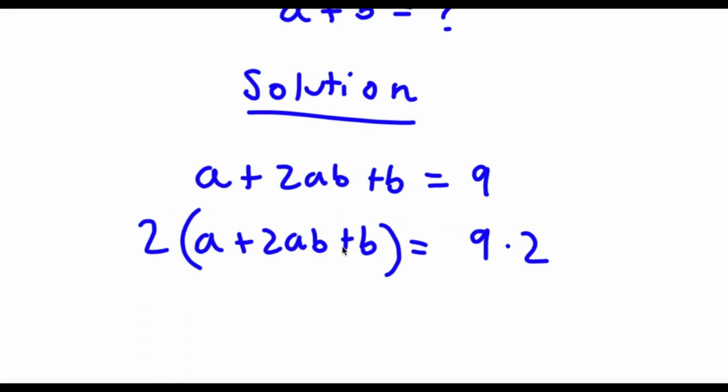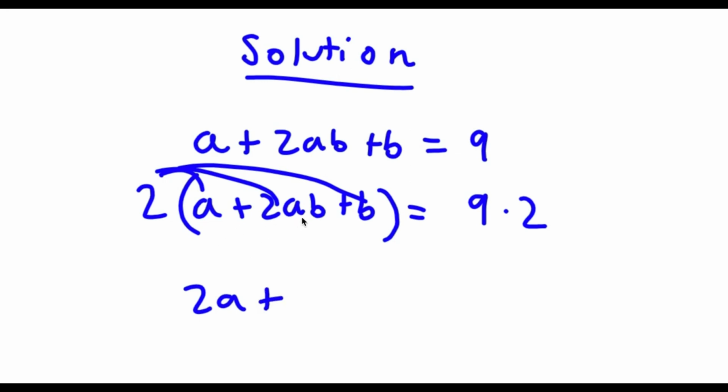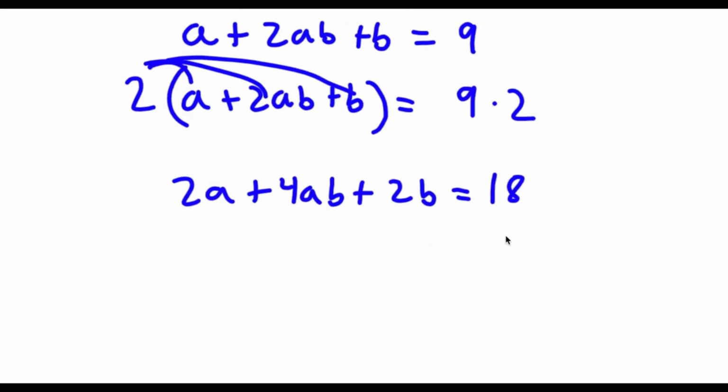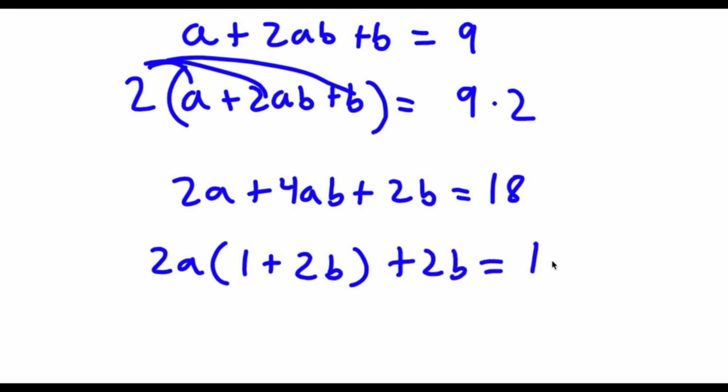Now, for 2 times a plus 2ab plus b, I'm going to distribute the 2. So 2 times a, that's 2a, plus 2 times 2ab is 4ab, plus 2 times b, that's 2b. And now 9 times 2, that's 18. Now, from 2a plus 4ab, I can actually factor out 2a. So now I have 2a times, well, 2a divided by 2a is 1, plus 4ab divided by 2a. 4a divided by 2a is simply 2, and then all that's left is b, so I'm left with 2b. So I have 2a times 1 plus 2b, and then we can't forget our plus 2b at the end. This is equal to 18.